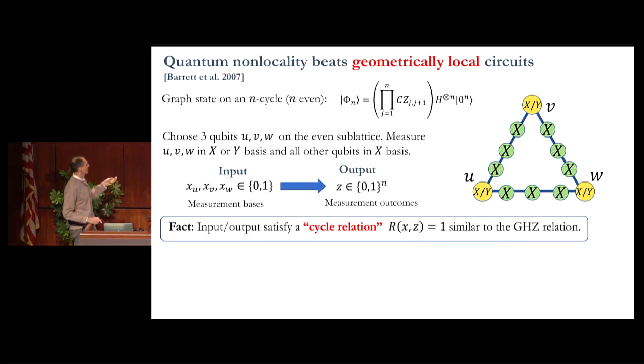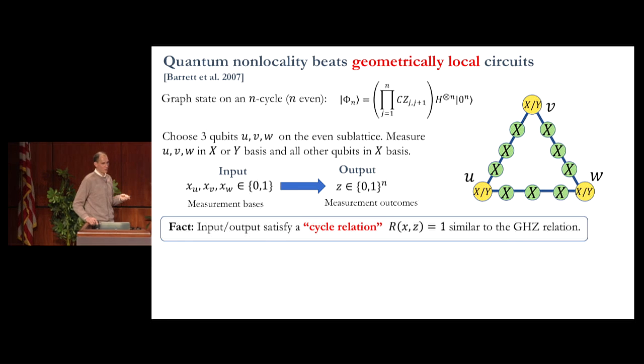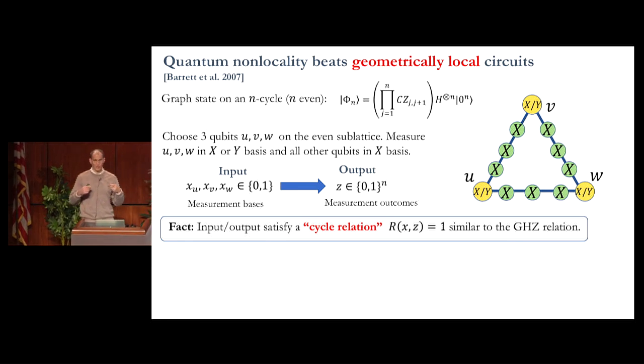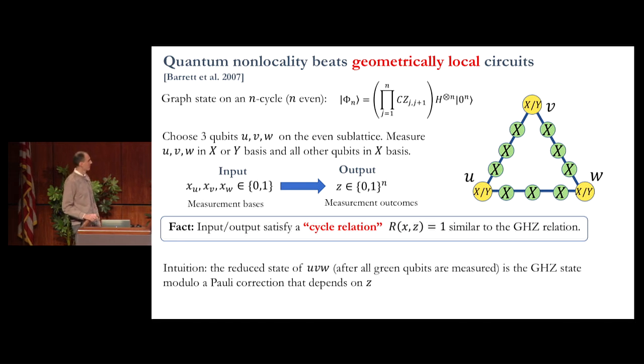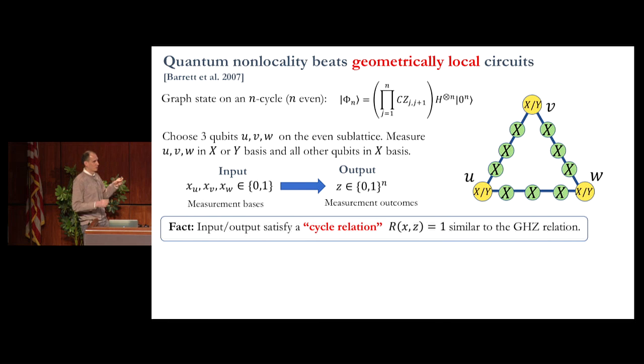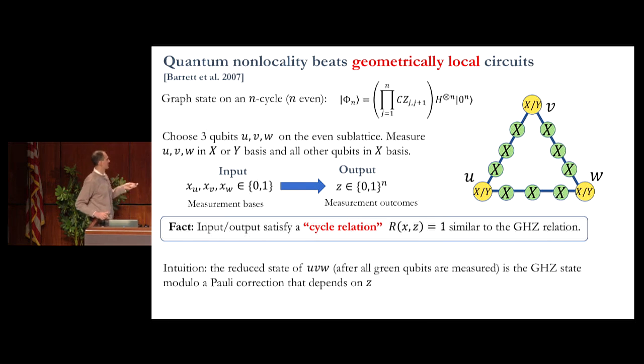We are going to use a nice result from this paper by Barrett et al. They showed that these input-output correlations obey a certain relation which is a generalization of the GHZ relation. I'm going to call this a cycle relation. I'm not going to write it down explicitly, but the rough intuition is that if you consider the reduced state of qubits U, V, W, after all other qubits have been measured, which is actually the GHZ state, there is some Pauli correction that depends on the measurement outcomes Z.